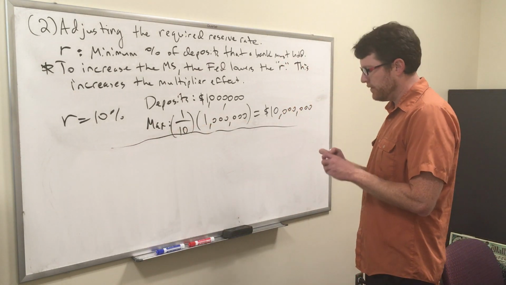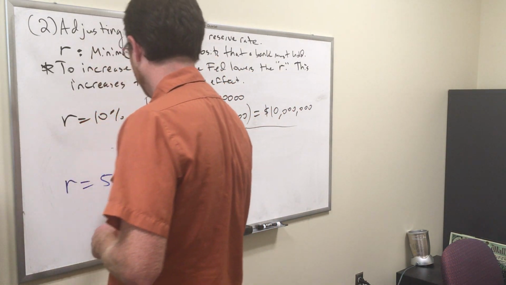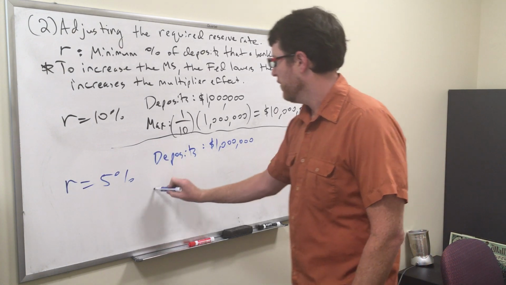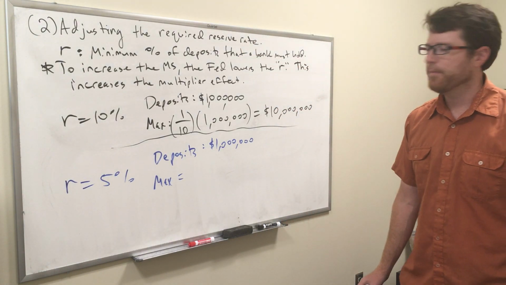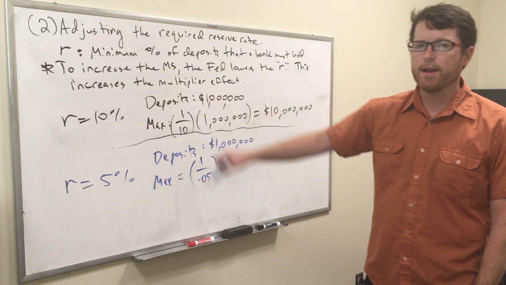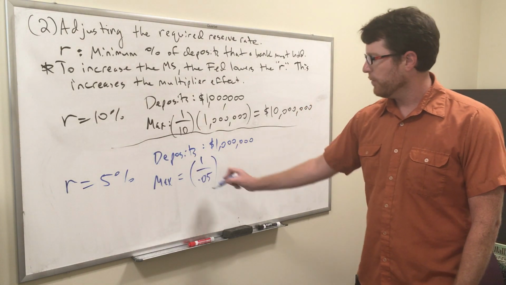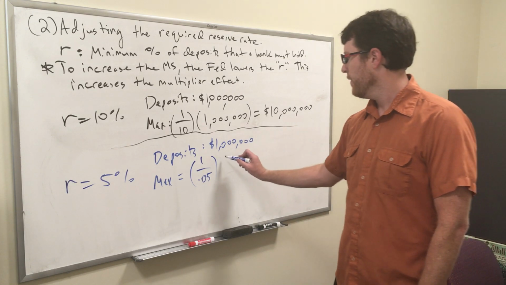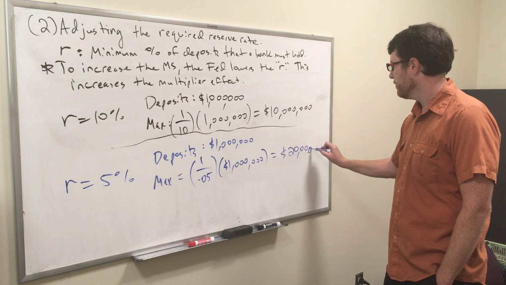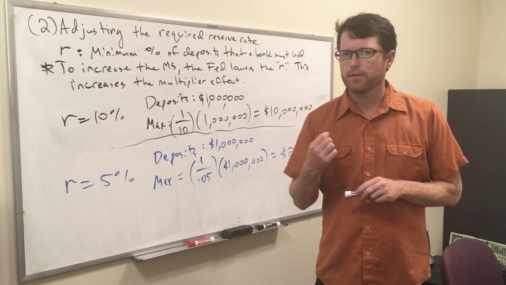If the Fed goes in and just changes this required reserve rate to say 5%, now when somebody puts $1 million into a bank, the maximum amount of money that can be created is going to be much higher. Now the money multiplier is 1 divided by 0.05. It was 1 divided by 0.1 right here, which is 1 divided by the required reserve rate. But now the required reserve rate has been cut to 5%. The money multiplier is going to go up to 20. 1 divided by 0.05. So the maximum amount of money that could be created from this is now $20 million. So the bottom line is, the lower the required reserve rate is, the more money banks could create.